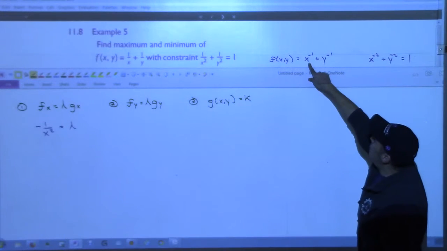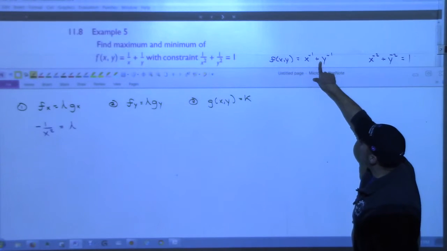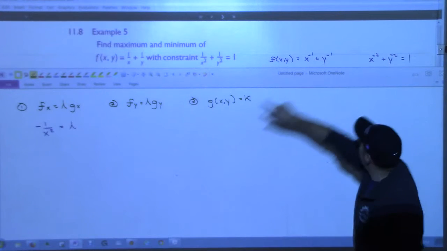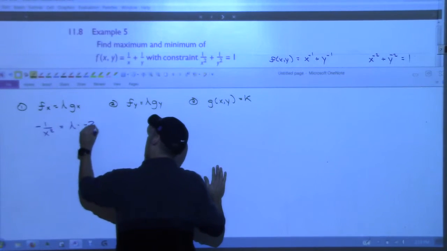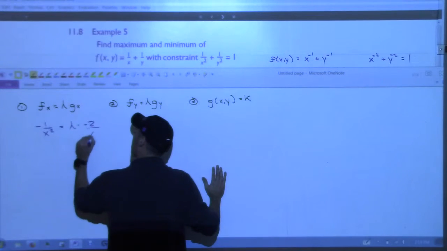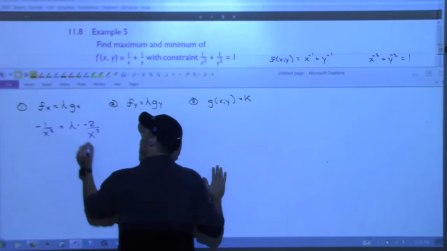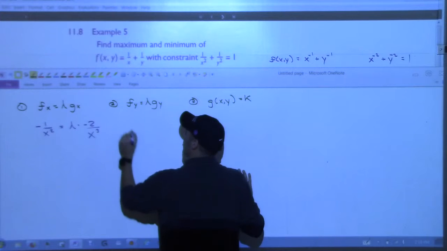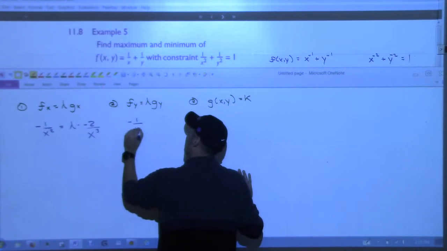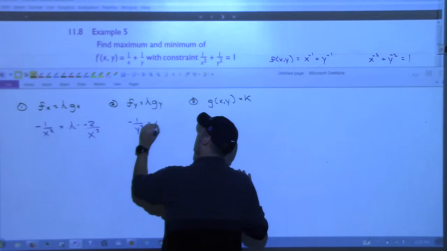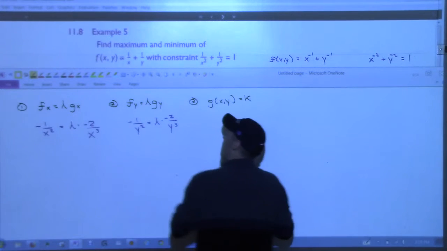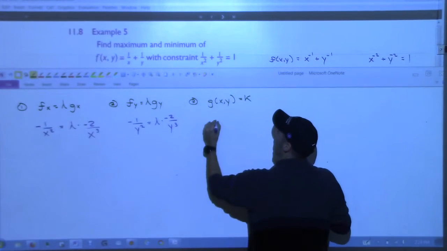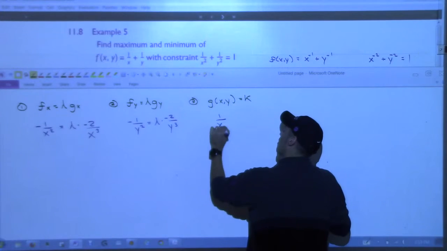So derivative of that with respect to x is going to be negative x to the negative 2, which is that. And derivative of this with respect to x is negative 2 x to the negative 3. So I'll just put it over x cubed. The next one is identical almost, right? Except y's. And then our last one is our constraint. I'll just keep it written like this.